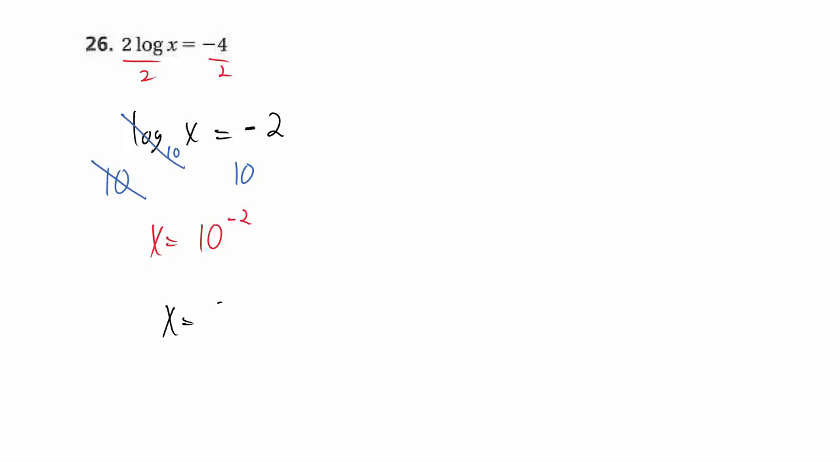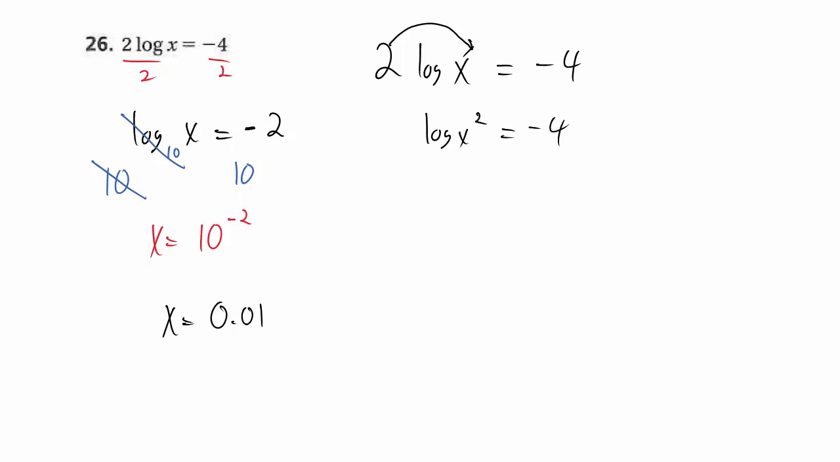Here's another way of looking at it. Let's say you want to use the power property. So you start with 2 log base 10 of x is equal to -4. If you want to use the power property and put that 2 right here, that's log of x squared is equal to -4. And then you can still do the same thing. You can do the 10 on both sides here, and these cancel. And so you get x squared is equal to 10 to the -4th. And if you square root both sides, you get x again is equal to 0.01.